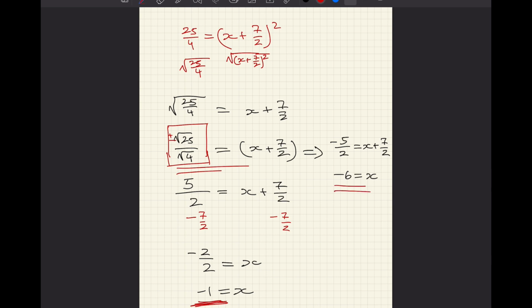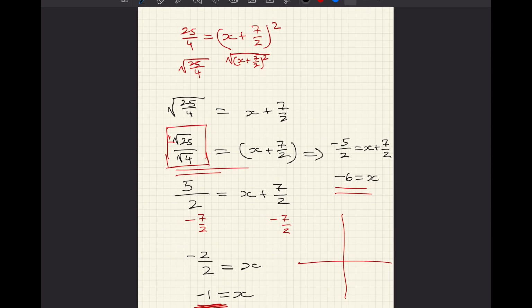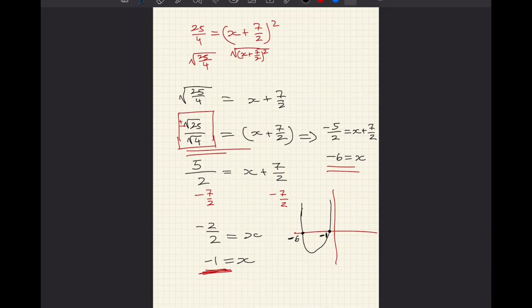So we have 2 results for the roots. Now, why are there 2 and not 1? Well, if you think about a quadratic, they cross the x-axis at 2 points. So they're going to have 2 roots. So this is going to have a root at −1 and at −6. So these are the 2 roots of our function.